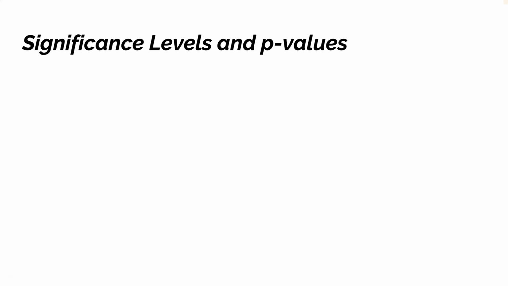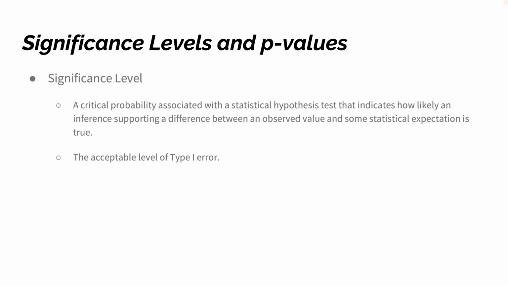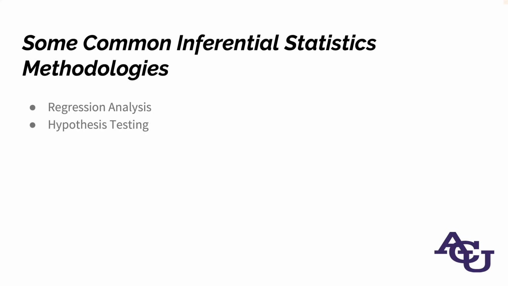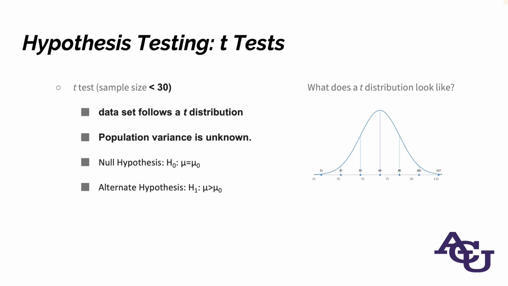All right, a few more things before we look at some specific examples. Significance level. That's trying to look at how likely it is that we can infer something based on the results. And the p-value is the probability. So we're looking at the significance level and saying, all right, what is the probability that this is true or not true? And so you might be using something like regression analysis or hypothesis testing.